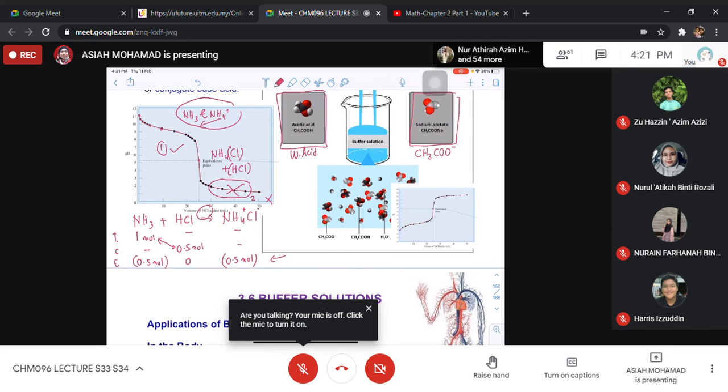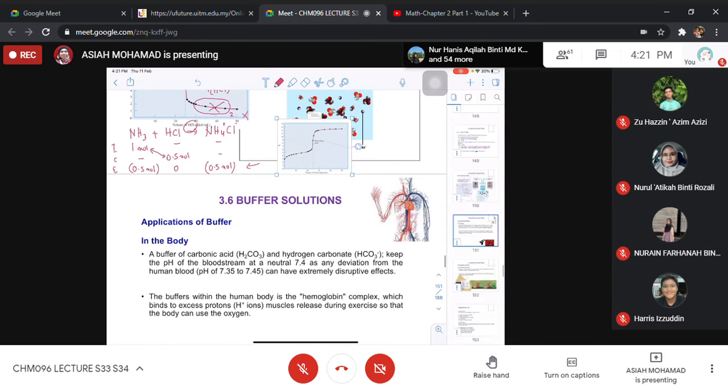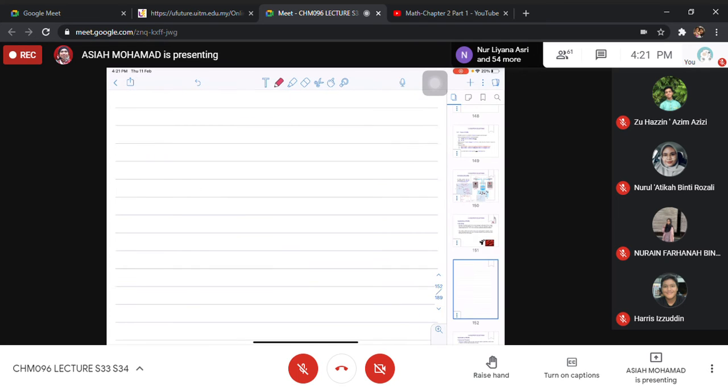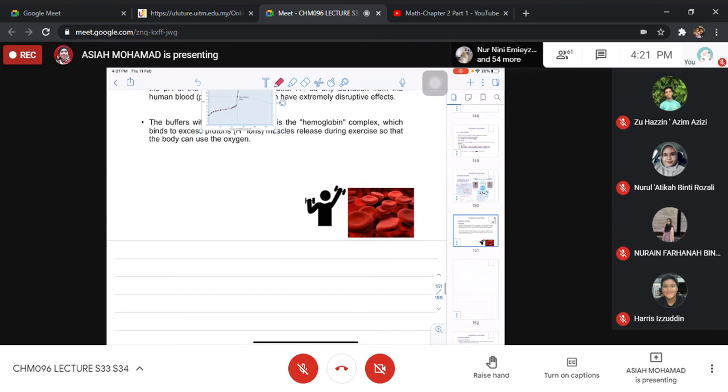So second example, katalah saya ambil, okay, katalah saya ambil mana saya punya ni tadi. Okay, this curve.